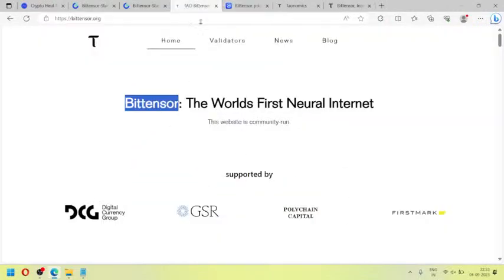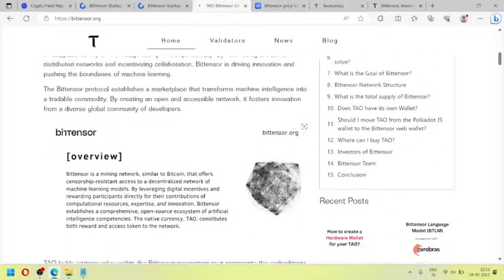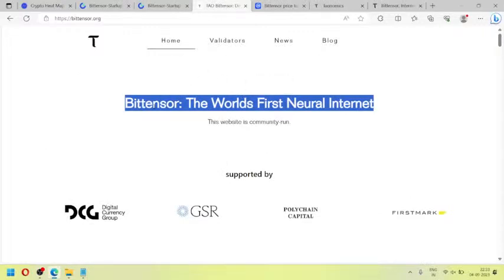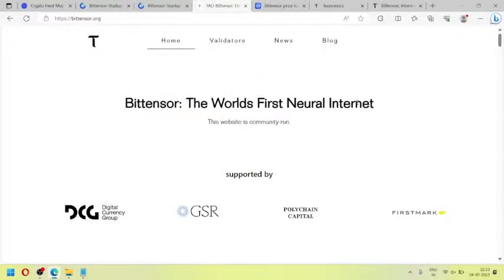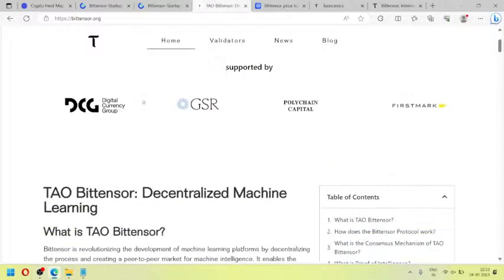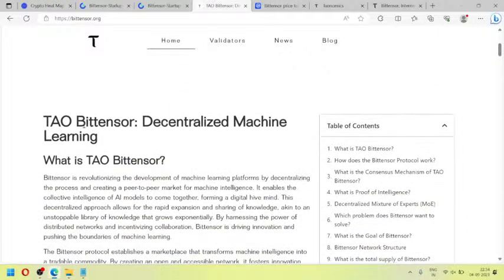This is the update, and this is the world's TAO token. The Bittensor, the world's first neural internet. The website is community run. You can see they are run by the community. They have a good community. It is supported by Digital Currency Group, with supporters GSR, Polychain Capital, and FirstMark. They are the supporters. And TAO Bittensor, decentralized machine learning.